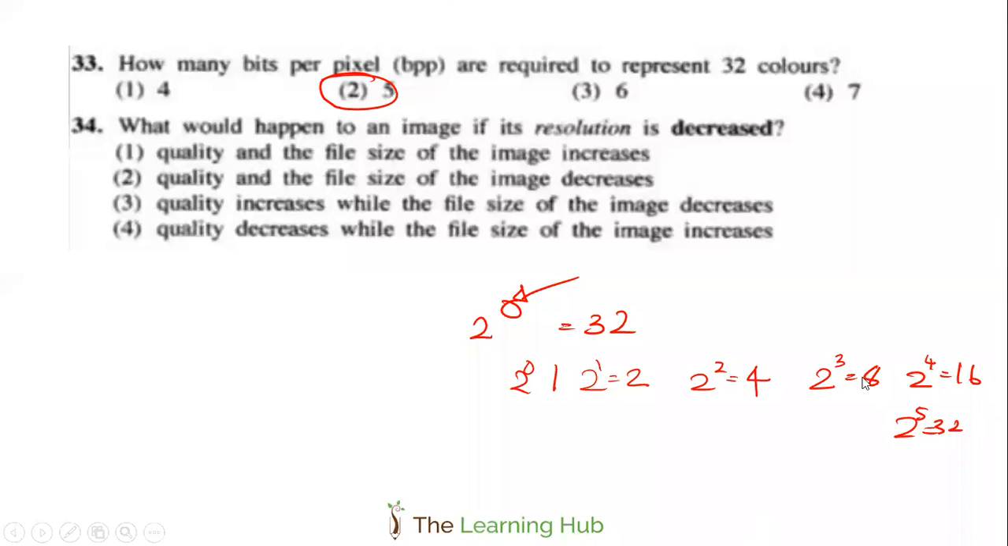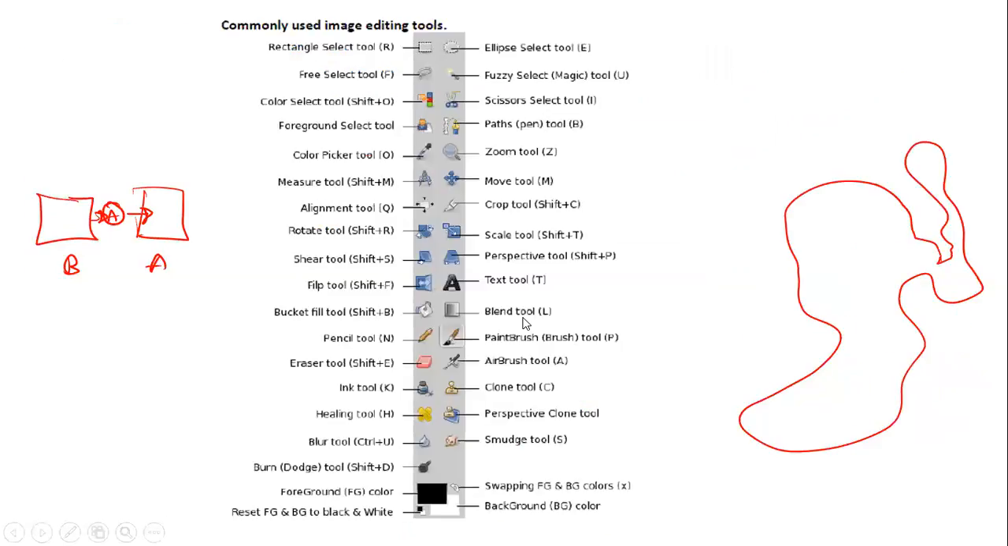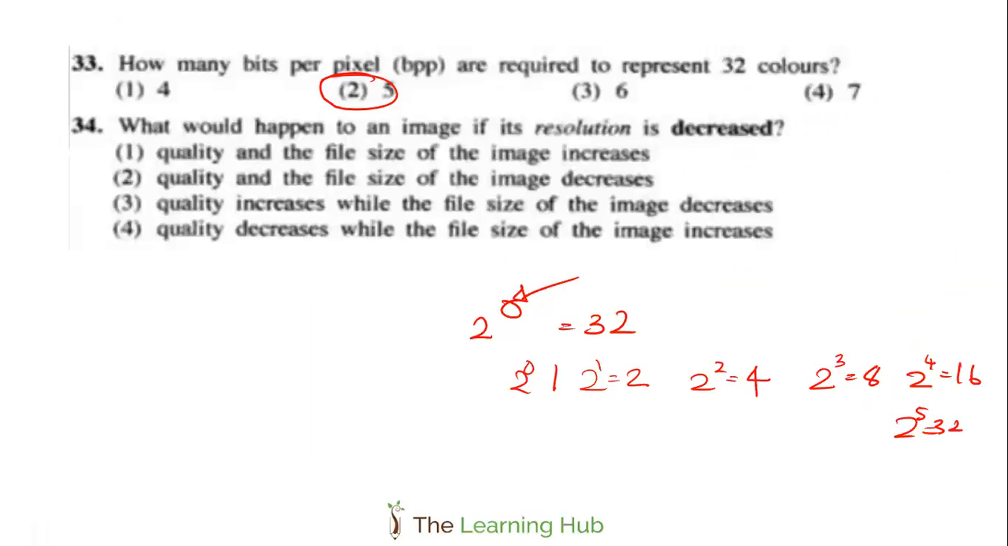Give me the answer for question number 34 also. Question number 34. Hold on, sorry. The question is, what would happen to an image if its resolution is decreased? I said the quality of the image is going to go down if your resolution goes down. When the quality goes down, even the size of the picture goes down. So the answer is number 2: quality and the file size of the image decrease. There's no chance that it increases if you reduce its resolution.